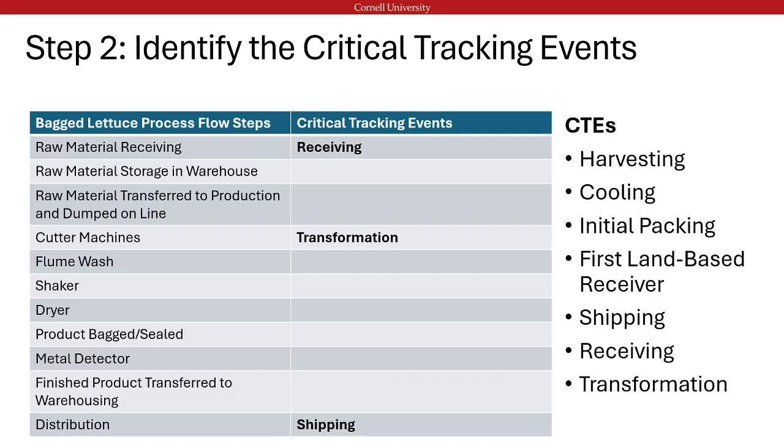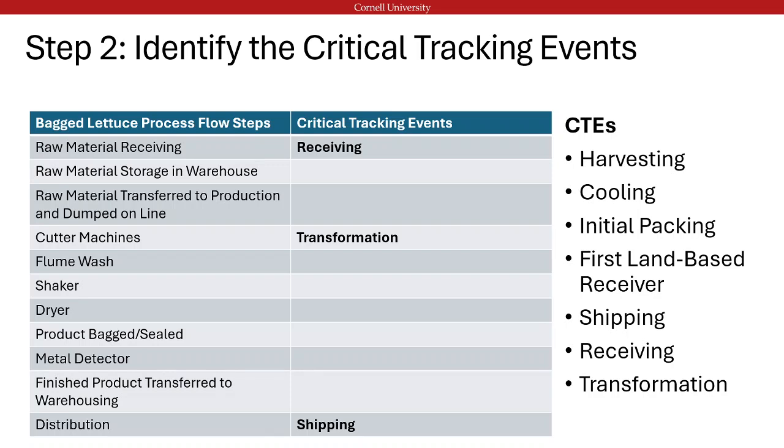But looking at these and comparing it to our process flow diagram, we've identified 3 critical tracking events that would be associated with this bagged salad product. Those being receiving, so the raw materials that are coming in that we plan to use in the bagged lettuce, that is a critical tracking event. So we'll need to keep key data elements when we receive that produce.